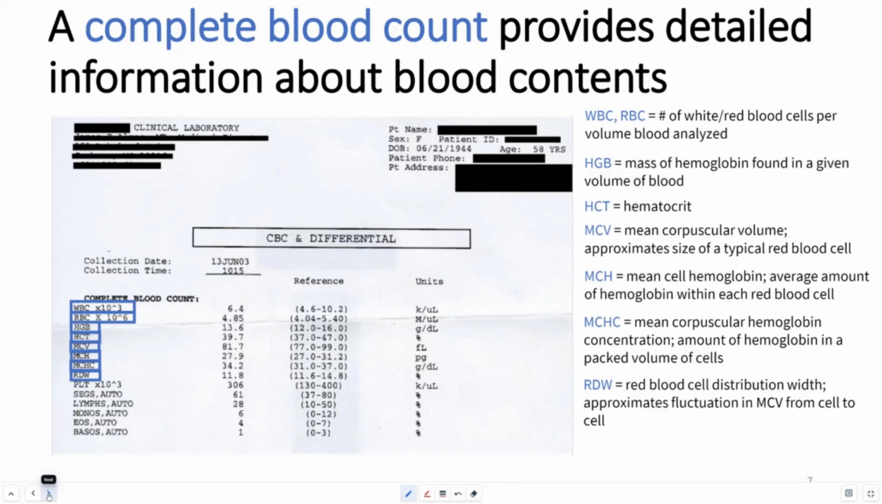Last but not the least is RDW. This is the red blood cell distribution width, which approximates the fluctuation of the average amount of hemoglobin from cell to cell, and that ranges from 11 to about 14. And the last value, PLT, is the number of platelets of volume analyzed.